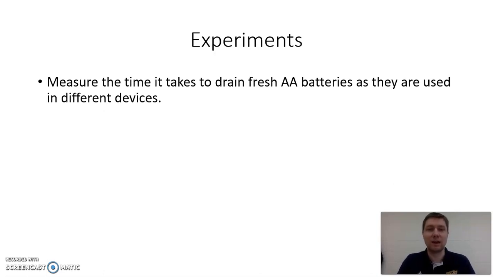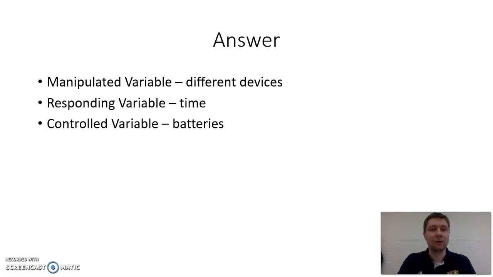Okay, so let's take a look at the answers here, see what you got. For this experiment, the manipulated variable, the thing that you are changing, is the different devices that you're testing. Now, to make sure you're getting reliable evidence for those different devices, you've got to make sure that you're using the same batteries in all of those devices. And so that is the controlled variable for this experiment. And then the thing that you're measuring based on that change is the time it takes for those devices to drain the battery life. So let's take a look at another example.